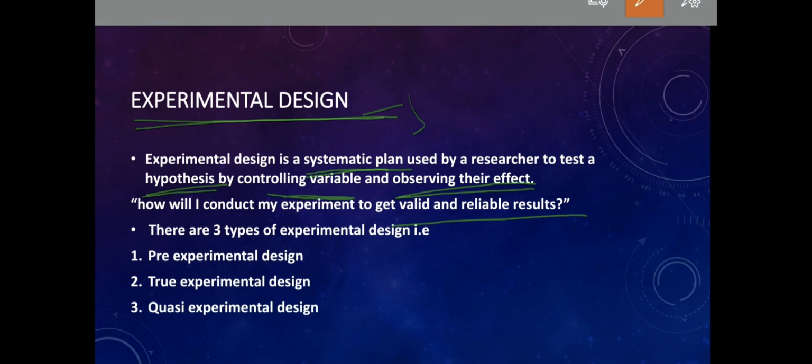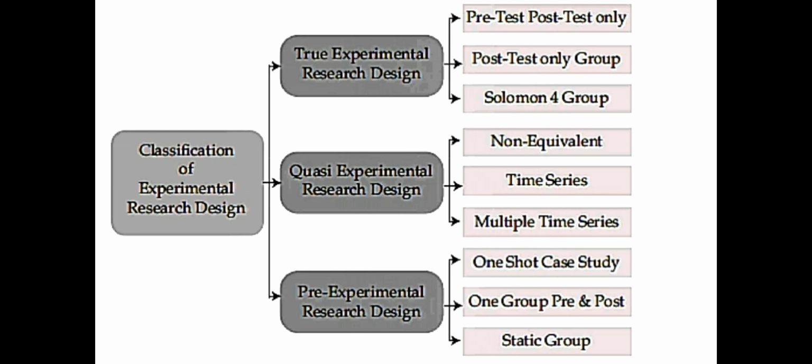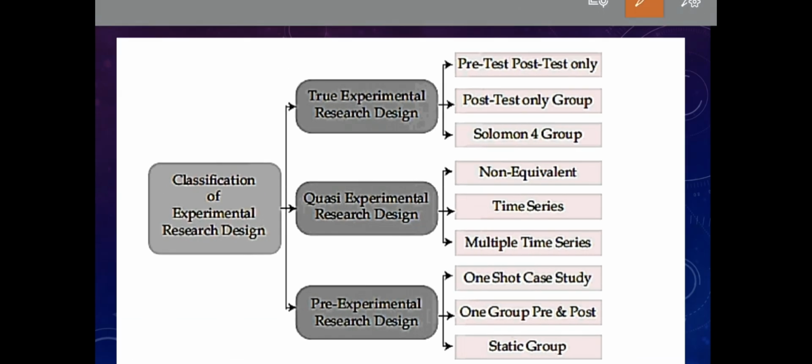There are three types of experimental design. First is pre-experimental, then true experimental, then quasi-experimental. Let's know them. Classification of experimental design: true, quasi, then pre.